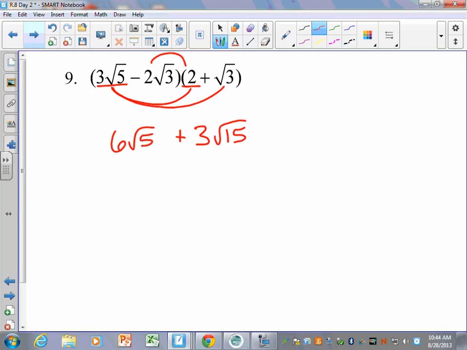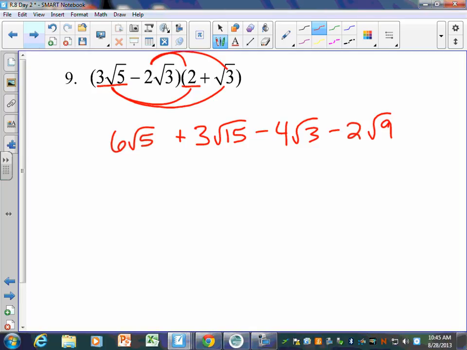Then inside, negative 2 times 2 is negative 4. And then just bring down the square root of 3. And then the last one, negative 2 times 1 is negative 2. Radical 3 times radical 3 is radical 9. Make sure you simplify that if you can simplify it, right? So that actually is going to work out to be a nice number there.